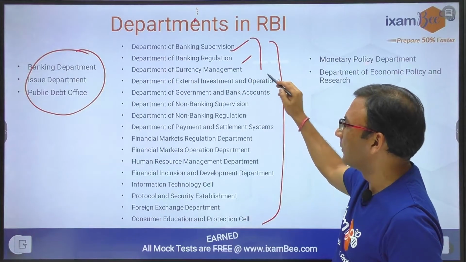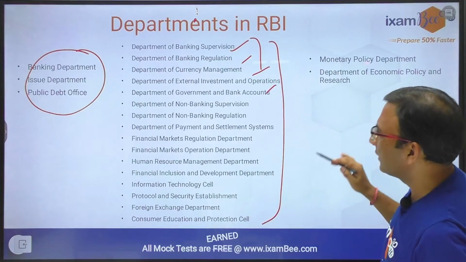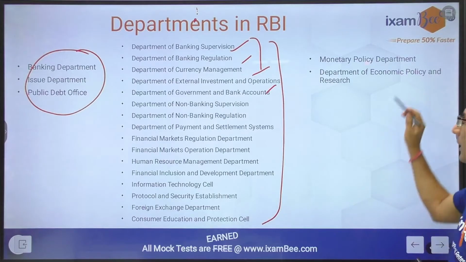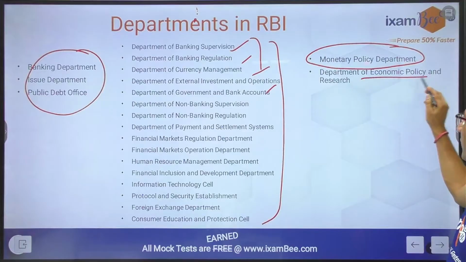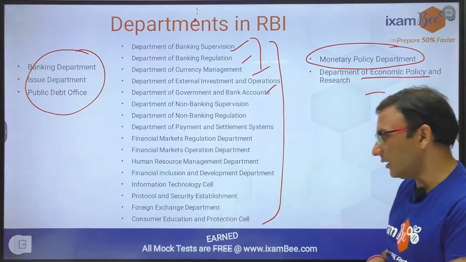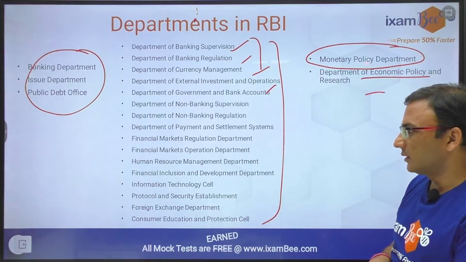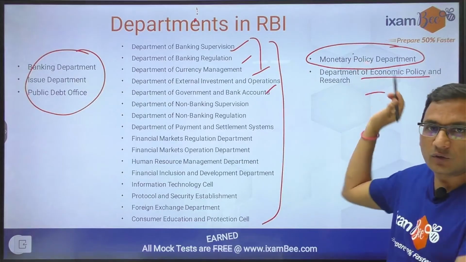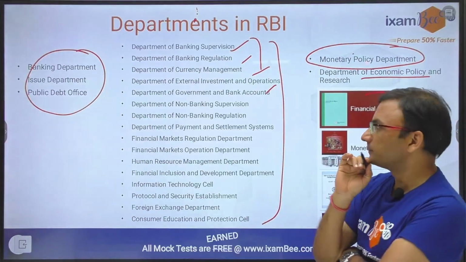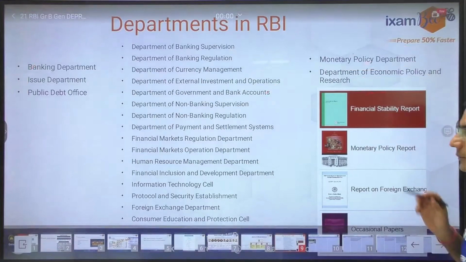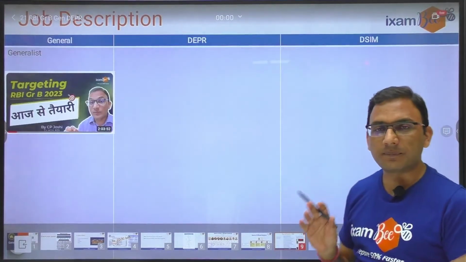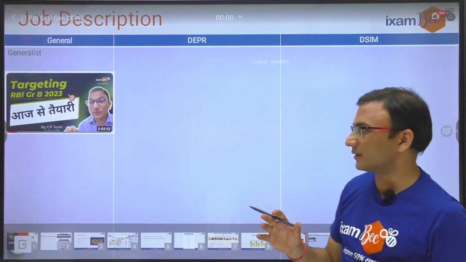Now it is clubbed. Currency Management Department, DEIO. I am not reading all the names here. These are specialized departments for economic policy and research. So DEPR is going to post you here. Here you will publish these kinds of reports: the financial stability report, monetary policy report, and other occasional papers. The purpose is to do research.